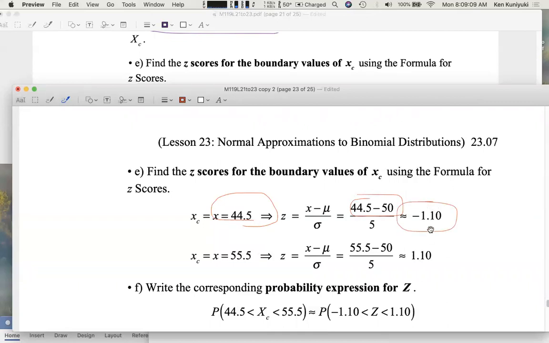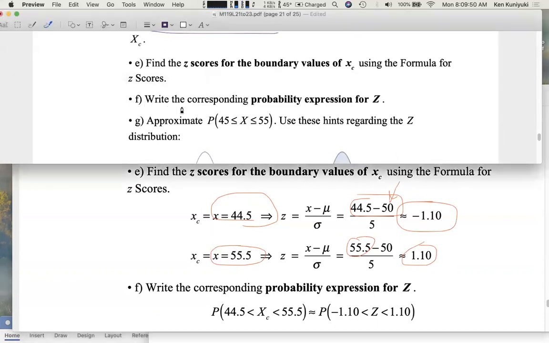And why does it make sense that the z-score is negative? Because 44.5, the boundary value we're looking at, is less than the mean of 50. So the z-score is negative. That's a good check. What about 55.5? Well, since these are both symmetric about 50 heads, the mean, you could just use symmetry and say it's positive 1.10, or you can go through the formula again, where you replace 44.5 with 55.5. This time you get a z-score of positive 1.10. So these are the z-scores that correspond to the corrected x-scores over here, the boundary scores.